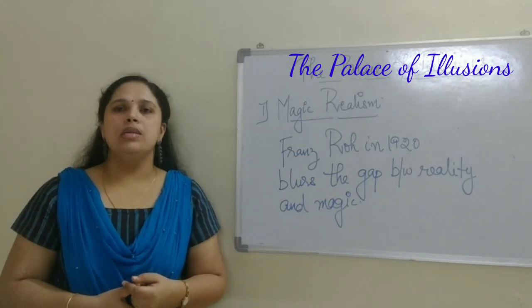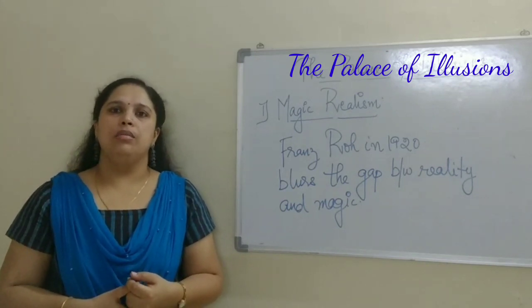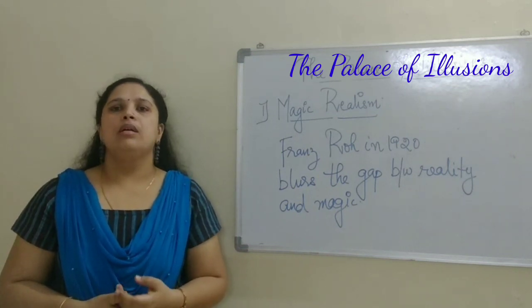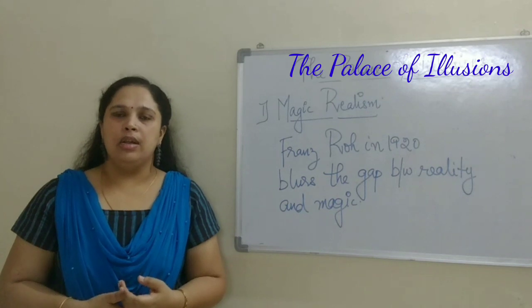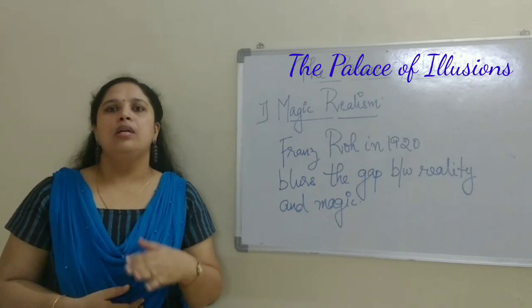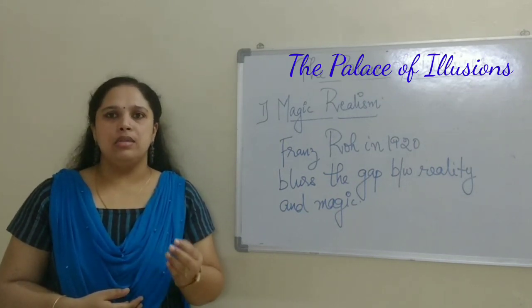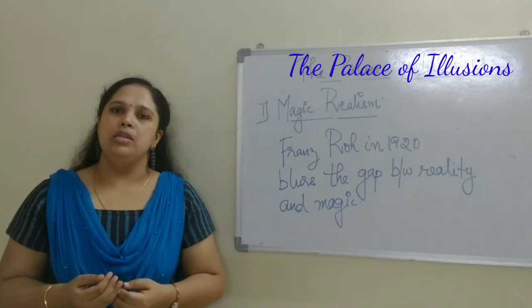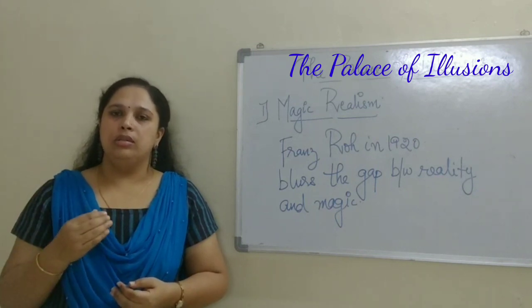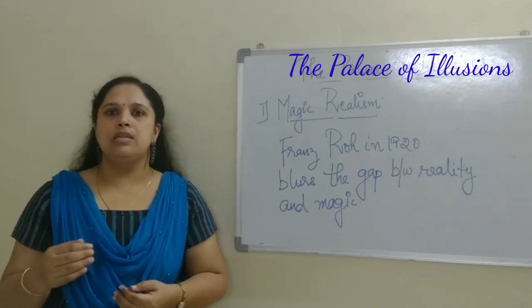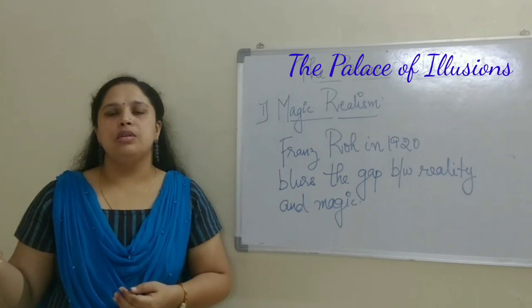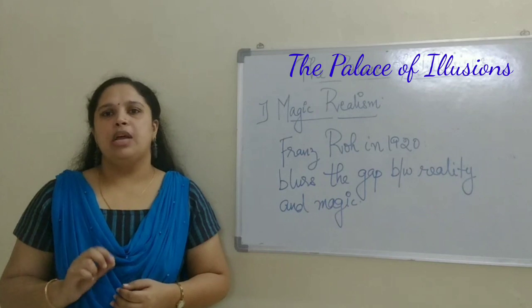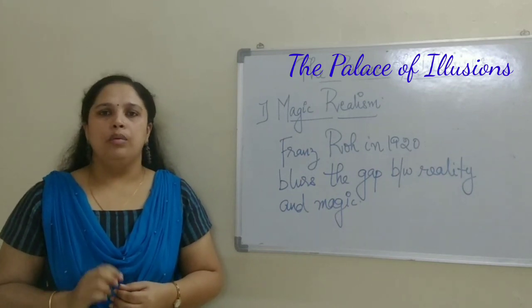Now, how does the author use this magic realism in their work? It's very simple. The author will place the character or a particular instance in a very realistic portrait. After that, as the plot or the storyline progresses, what happens? This person or this character or this instance will be exposed to a magical element. That is how writers use magic realism in their piece of work.